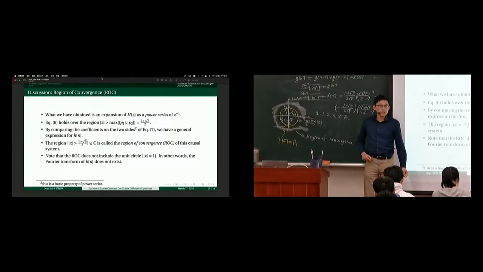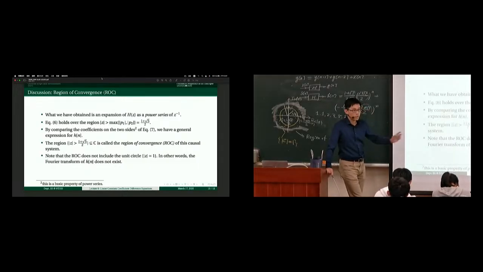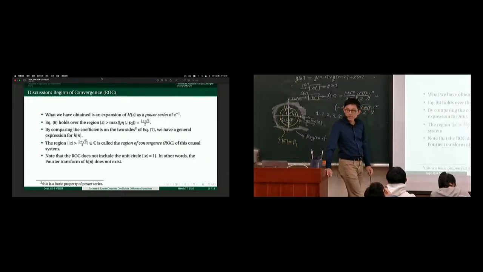The Z transform expression converges only outside a bigger circle, so the Z transform cannot be evaluated on the unit circle. Therefore, what is the Z transform evaluated on the unit circle? It is the Fourier transform. So after integrating all the knowledge right here, we need to say that the Fourier transform simply does not exist for this system.